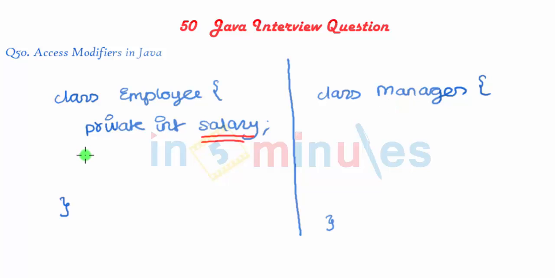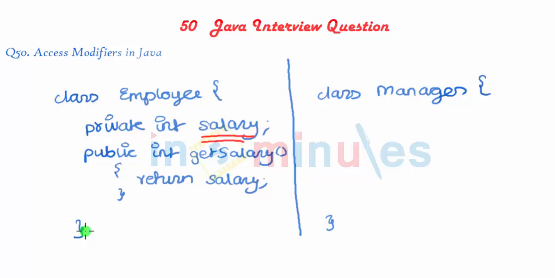So what are getters and setters? Getters and setters are nothing but simple functions with public access modifiers. So the public return type will be that of the variable which you want to return, public int getSalary, and inside you just have to return salary. Now by doing so you have made visible your private variable, but what's the point?